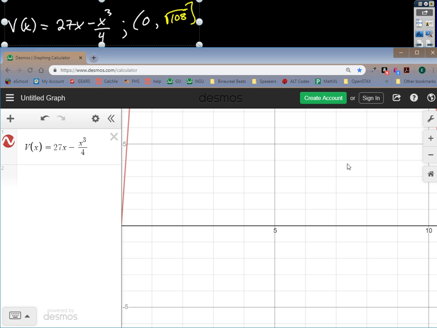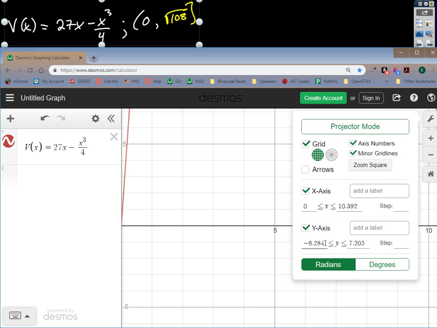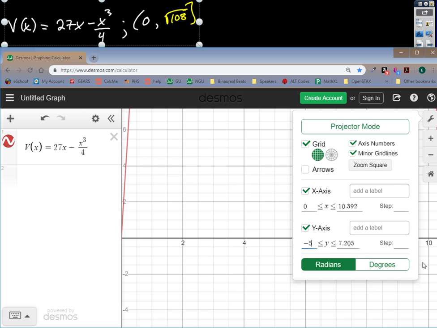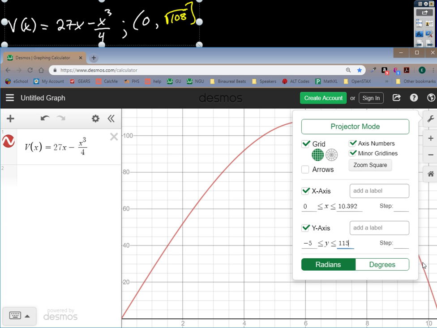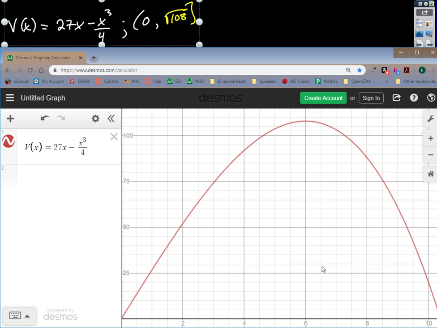Now I want to choose, how about if we choose y to go from, we know the answer is 108. Why don't we just go from like -5 to 115 by 5 or something like that, right? So there's our picture on our domain. That's our volume function. Well, what do you think? If I go in Desmos, what do you know? Okay, there's the maximum at 6. X equals 6.